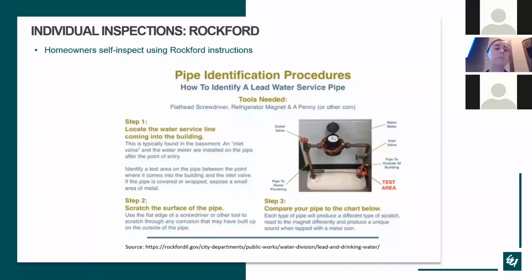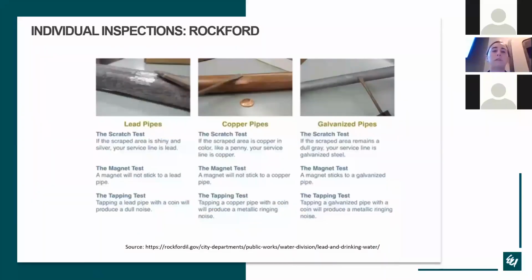All right, another example of individual inspections is the city of Rockford. This is a screenshot of their instructions posted on their website. Homeowners are walked through instructions for identifying their material with different photos and different testing methods. And then at the end of these instructions, the homeowner is able to input their findings into the website, and that information goes back to the city. The city can either follow up if maybe the homeowner had questions or needs further assistance.